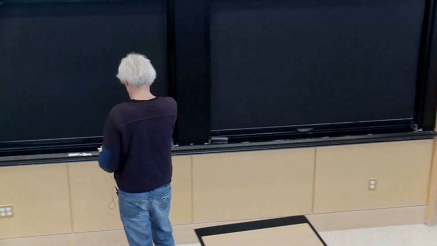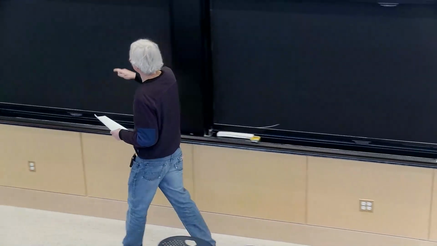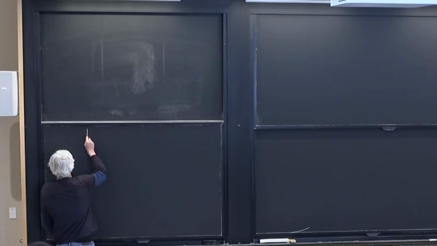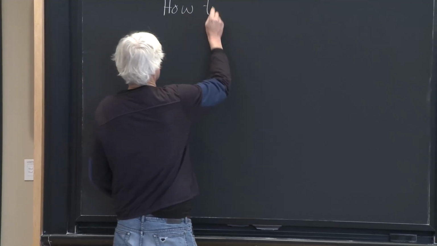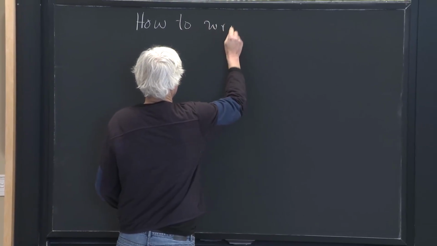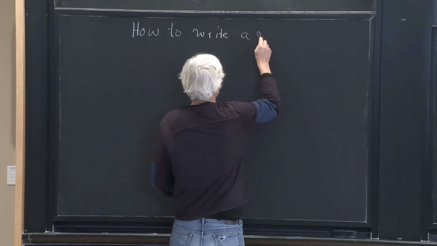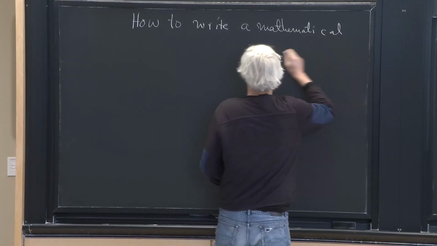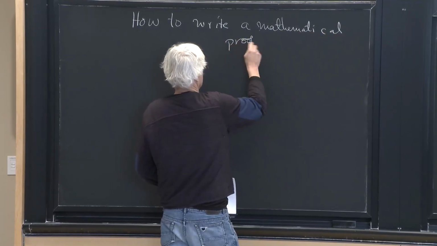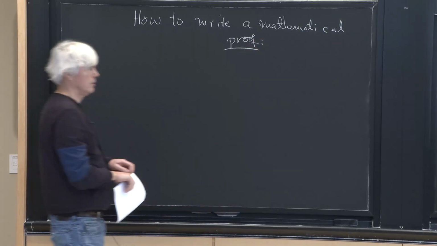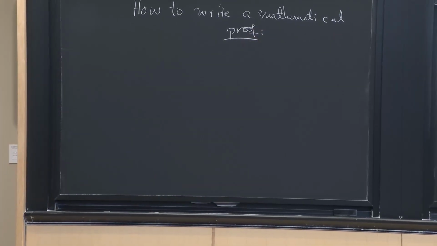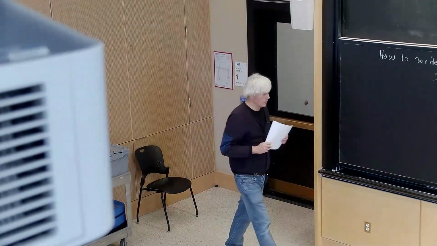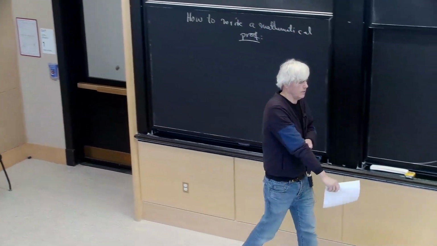Right. So one of the things I want to focus on today, and we'll get to this in just a minute, is how to write a proof. So this is going to be how to write a mathematical proof. So how do you write a proof, as opposed to how do you think about why something should be true, right? And this is one of the important topics for this course.